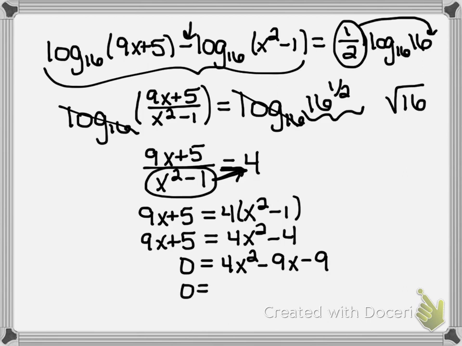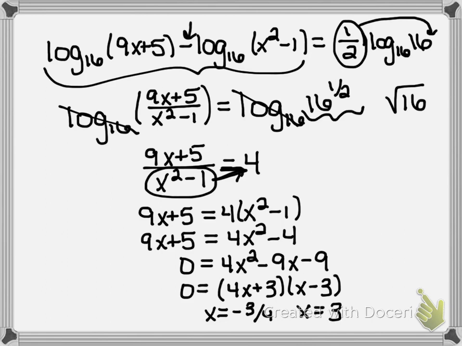Now this quadratic does factor. And so if you need to, you could pause the video and refresh your memory on your grouping and your other methods for factoring the quadratic. But it does factor. And it factors as 4x plus 3 and x minus 3. And so initially we would get two answers. We would have negative 3/4 from this factor, and we would have positive 3 from this factor.